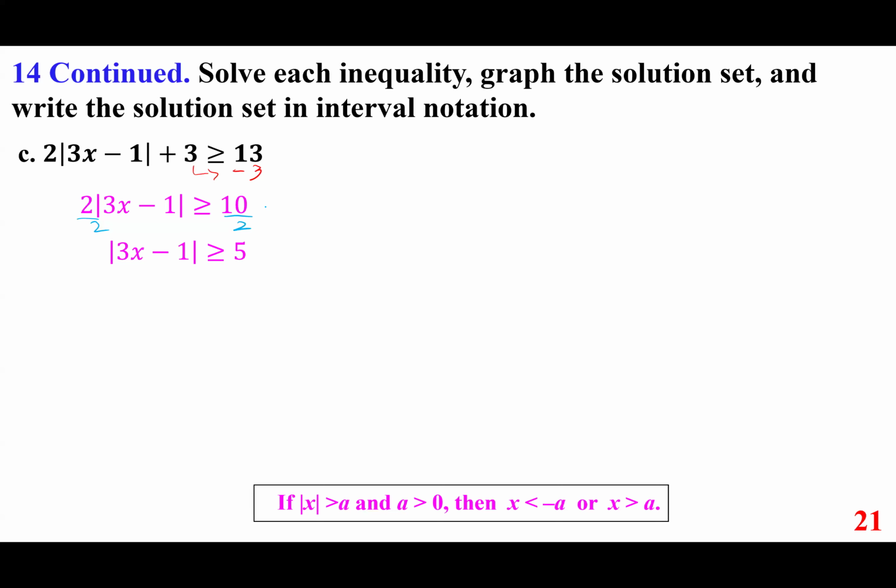And now we are ready to follow this methodology. It's completely isolated. Therefore, 3x minus 1 less than or equal to minus 5 or larger than or equal to positive 5. So from here, we go here. We are going to solve them simultaneously.